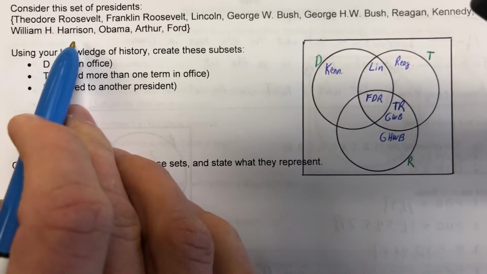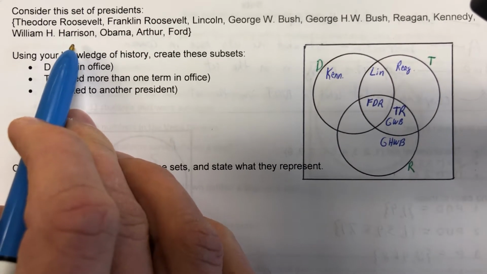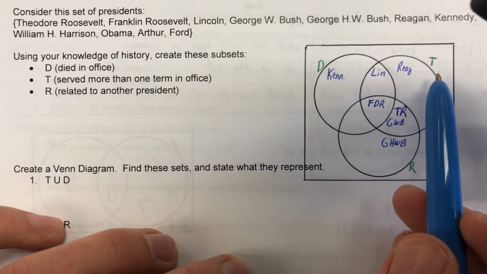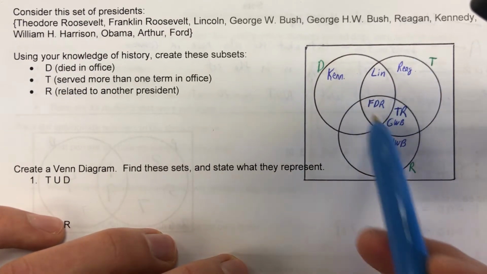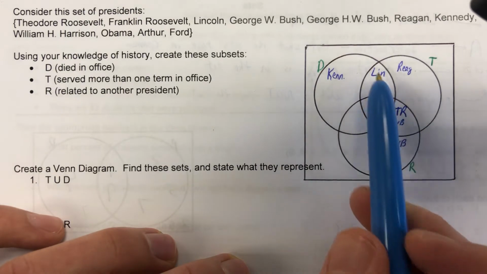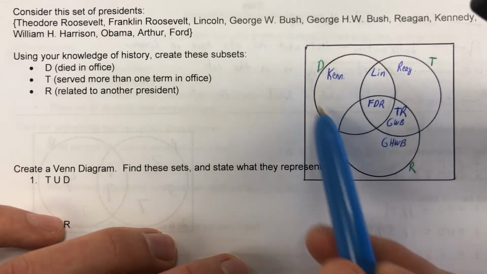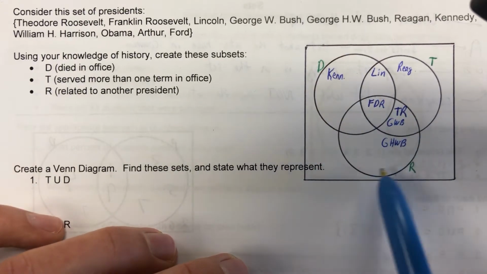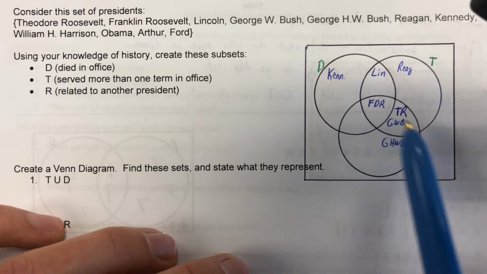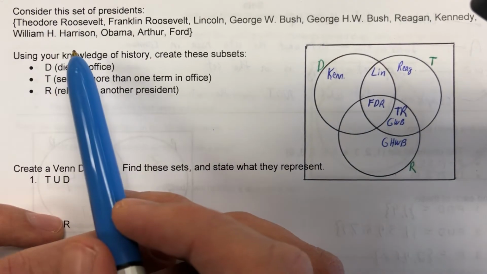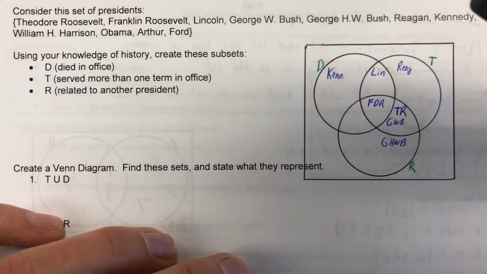William Henry Harrison. All right, here's an interesting one. Not much time in office for this guy, so less than one term. He is not in this circle. He did die in office. He is related to another president.